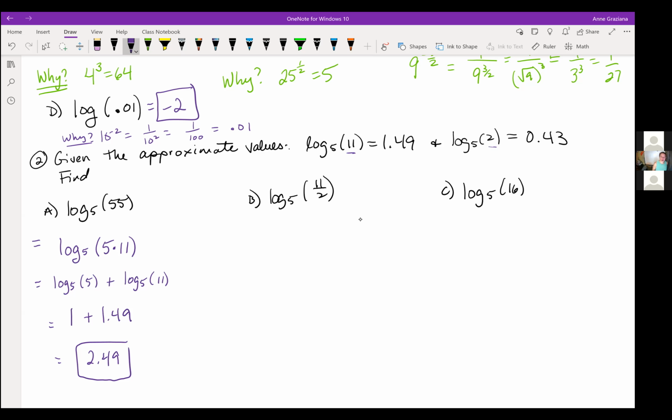All right. Part B is pretty straightforward, right, guys? Look, we have 11 over 2. That's what we have to work with. This is the quotient rule. So this is log base 5 of 11 minus log base 5 of 2.